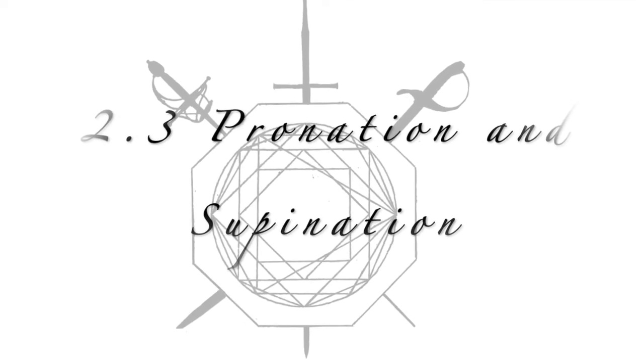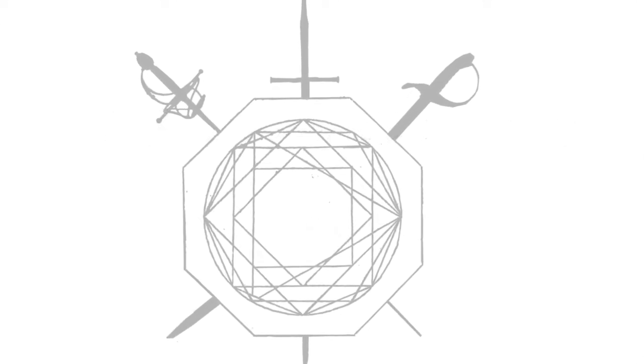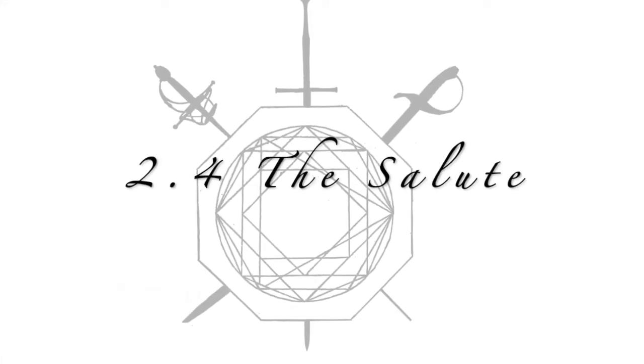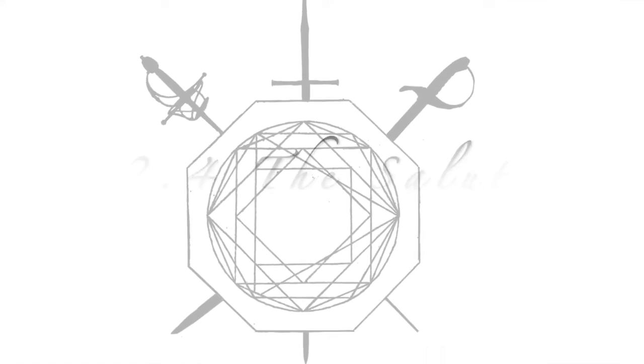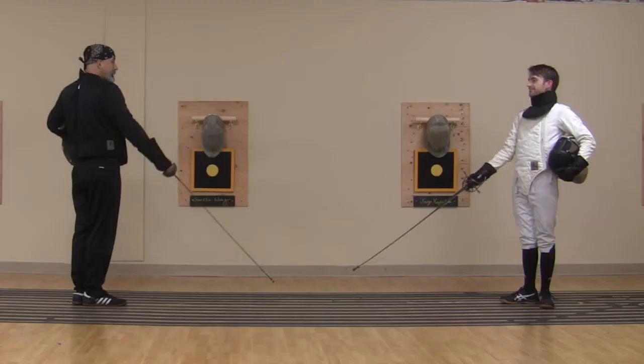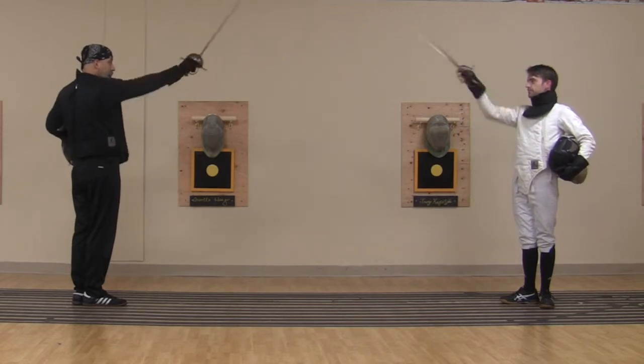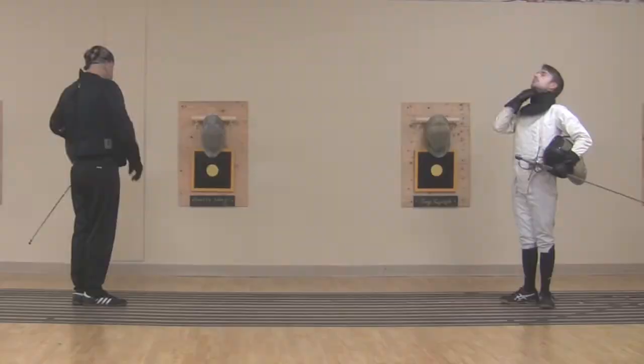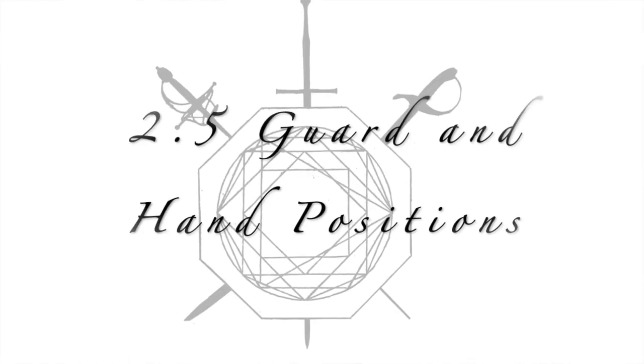2.3, Pronation and supination. This is simply the hand position. Here pronated, and here supinated. 2.4, The salute. The salute is a traditional point of etiquette and is properly done with the mask off. In order to perform the salute, one raises the crossbar of the rapier to the level of one's lips, extends over the partner's head, and then swishes down inside to outside.